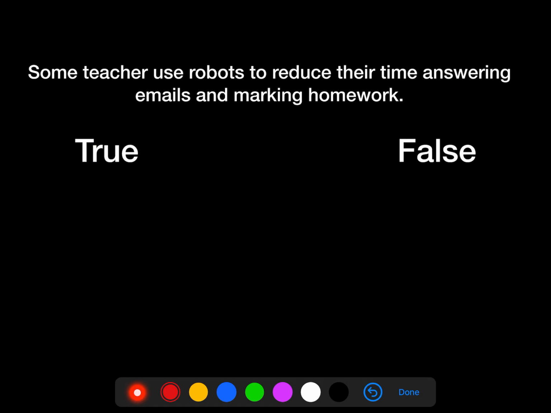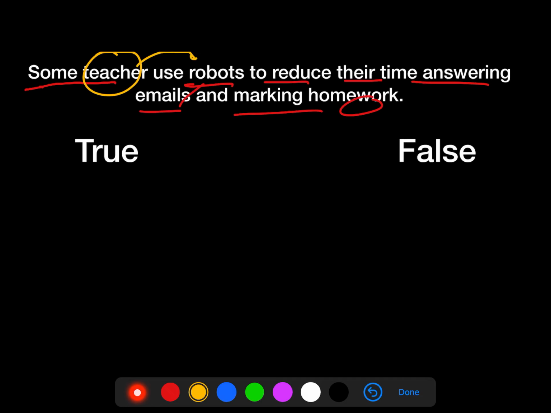So let's read the questions. Some teachers use robots to reduce their time answering emails and marking homework. So the subject is teacher, and the verb is use robots. So teachers use robots. For what? To reduce their time. Okay, helping. The robots are helping the teacher by what? Answering emails or marking homework.